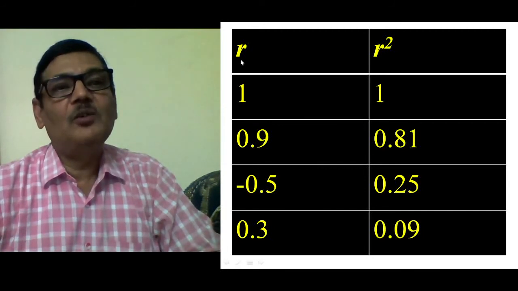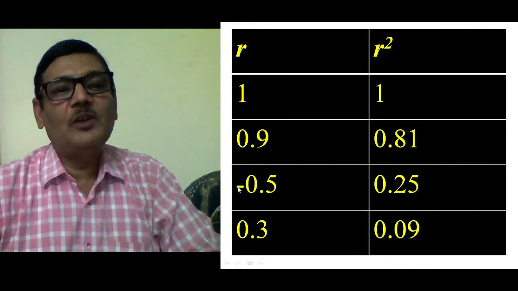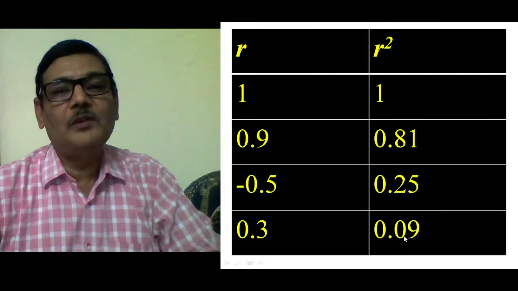And if this value of r is 0.9, then its squared value will be 0.81. It means 81% variation in the dependent variable can be explained, which is because of variation in the independent variable. And if this value comes in minus, like 0.5, then its square value will be 0.25. If this value is 0.3, its square value will be 0.09.